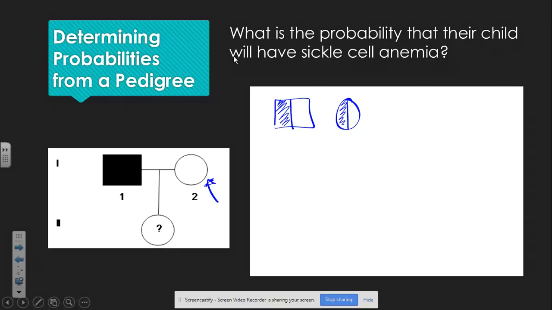If you have a pedigree that has some half-shaded ones, then you can assume that we do have that knowledge. But most of the time, people don't know if they're homozygous or heterozygous, because you can't tell that by looking at somebody. You can only tell their phenotype.